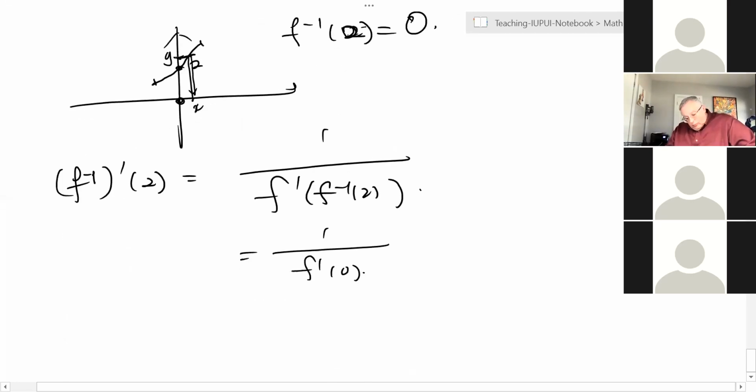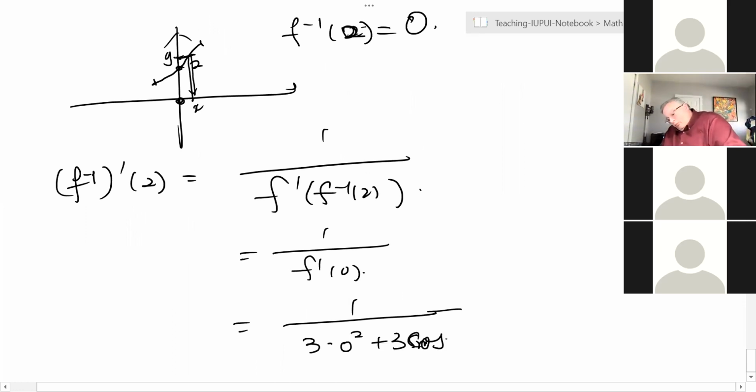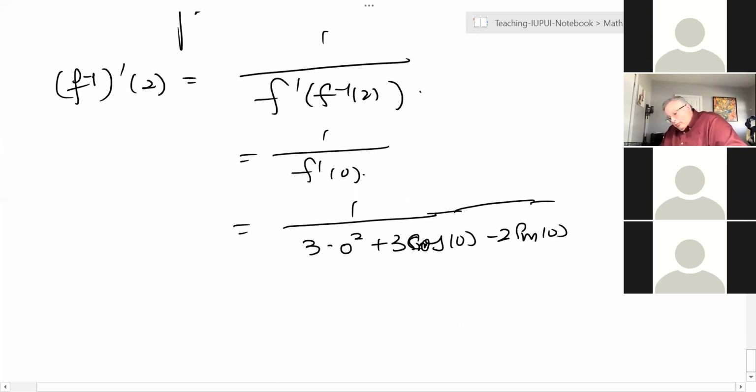So now you have to find the derivative of the function. You already found the derivative. The derivative here is 3x squared plus 3 cosine 0 minus 2 sine 0. So the answer is 1/3. So we find the derivative. Most of the time you don't need to verify whether this function has an inverse or not. You just assume it has an inverse.